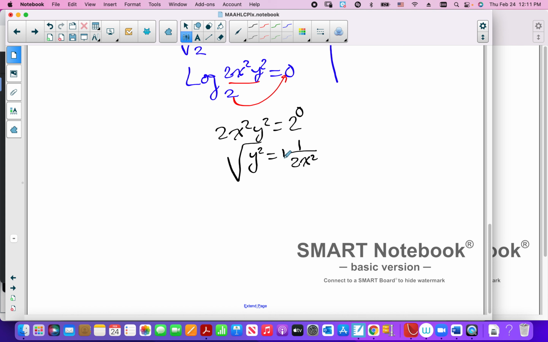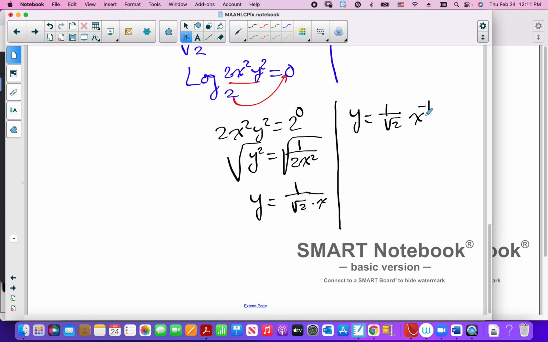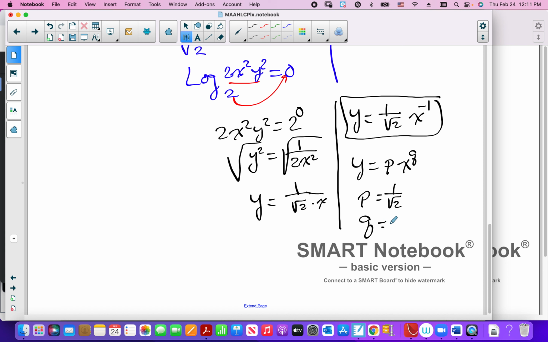Therefore, y squared is equal 1 over 2x squared. Square root of this, square root of that, that will be y is equal 1 over square root of 2 times x. And if I take x up, that will be y is equal 1 over square root of 2 x to the power minus 1. So in this case, he wanted y equal p x to the power q. So in this case, p is equal 1 over radical 2 and q is equal minus 1. Okay, next question.